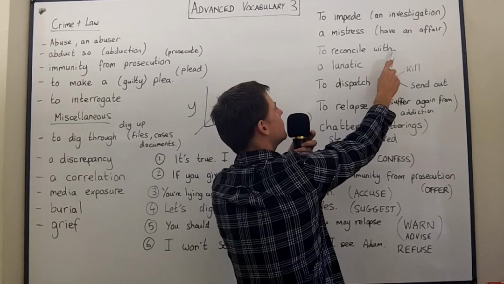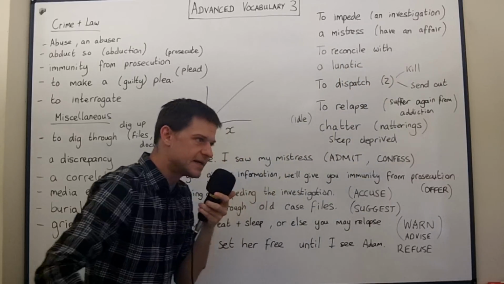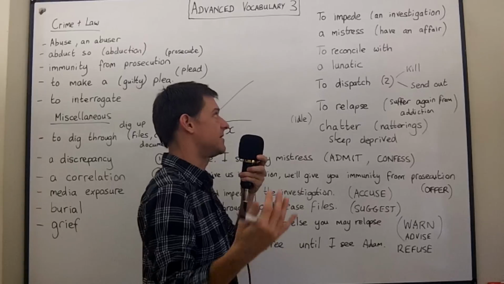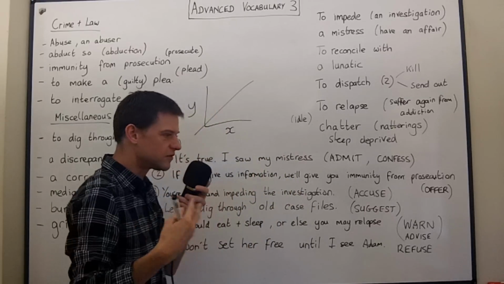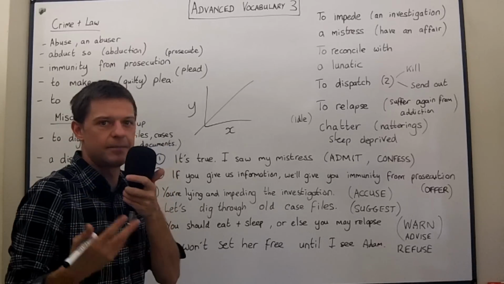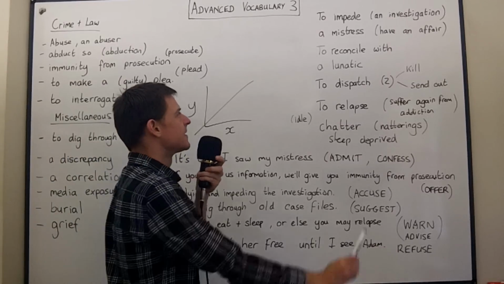Okay, to reconcile with. This guy had reconciled with his wife, which means he'd made up with her. First of all, they separated, and then they reconciled. They came back together. So if you reconcile your differences, it means you make up after an argument. You become friends again after an argument.